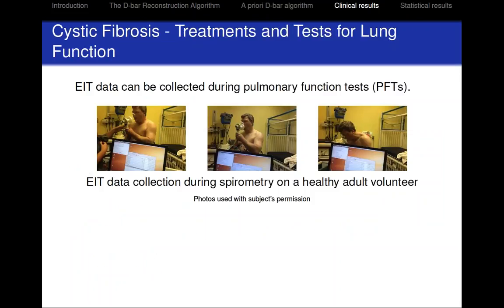EIT data can be collected at the same time as the pulmonary function tests that these patients do. If any of you have asthma, you've probably done a pulmonary function test.